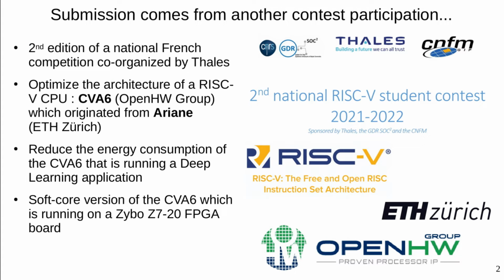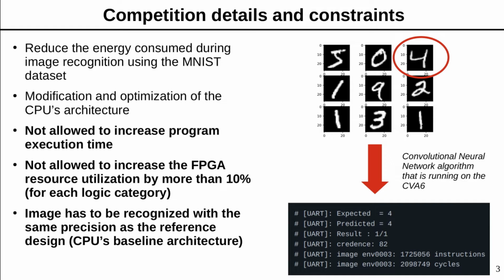To start things off, our project submission is actually the result of another competition we participated in earlier this year. For 6 months, students in master's programs all over France attempted to reduce the energy consumption of a softcore RISC-V CPU running an artificial intelligence application. This program consists of a convolutional neural network (CNN), which is able to recognize handwritten digits from the MNIST dataset.